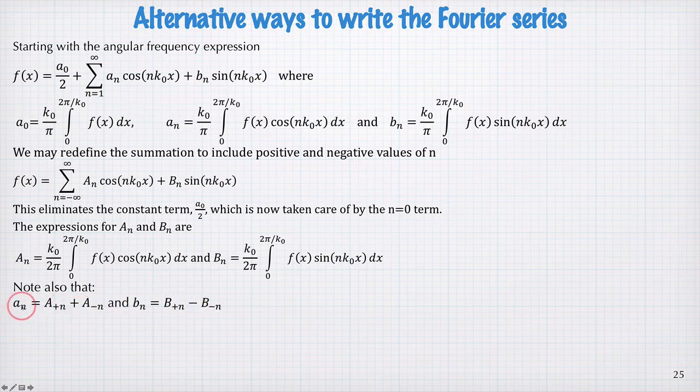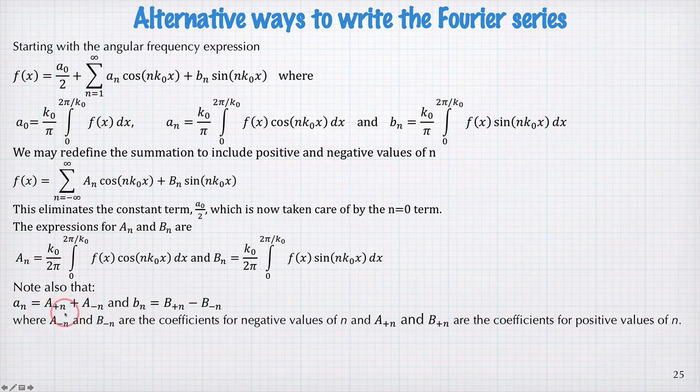We also can note that there's a relationship between the little a's here in this half sum compared to this positive and negative sum, a relationship between the little a's and the big A's and the little b's and the big B's. And the nomenclature here is that the a negative n and b negative n are the coefficients for negative values of n, and the pluses here are the coefficients for positive values of n. So for example, little a n would be the sum of big A for the positive value of n and the negative value of n.